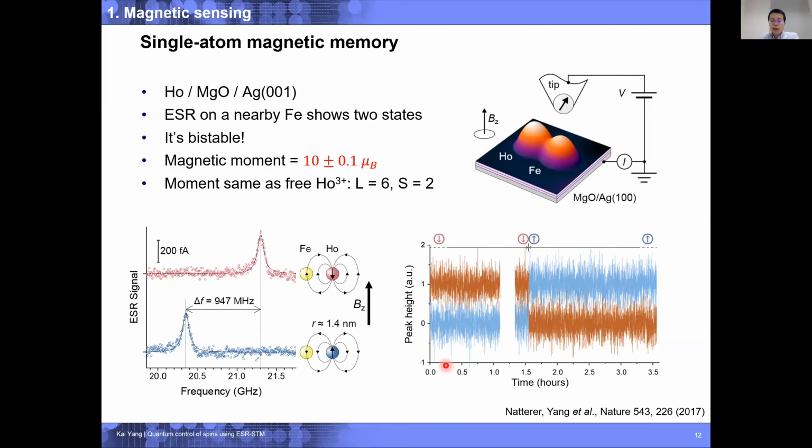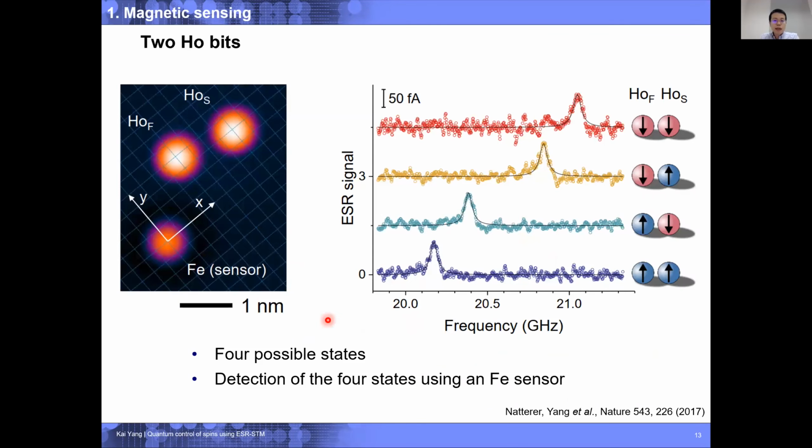So we found that at very low temperature, the holmium can maintain its magnetic orientation for a couple of hours. That means we can use the magnetic orientation of the holmium to store 1 bit of information. So we can easily extend the system from 1 bit to 2 bits using 2 holmium atoms.